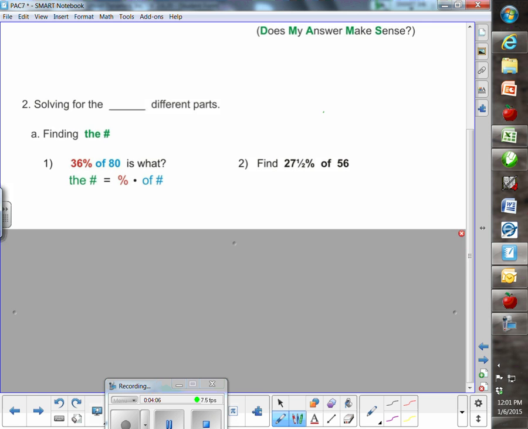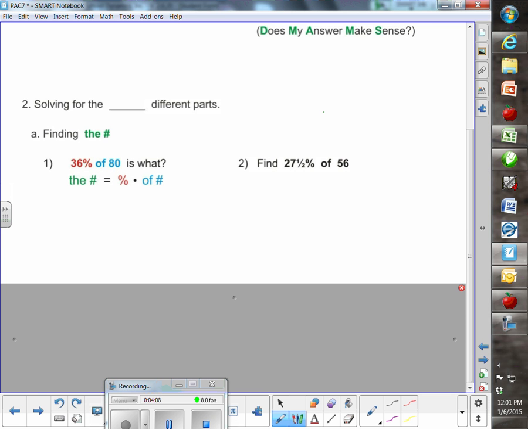Let's do some problems. All right, so number 2. The formula has 3 different parts. The number equals the percent times the of number. So there's 3 parts. Or the part equals percent times whole. It's 3 parts. So we need to learn how to solve for the 3 different parts. The first part is the easiest. You're trying to find the number, which is also the same as the part, right?